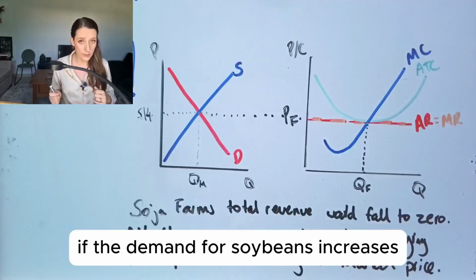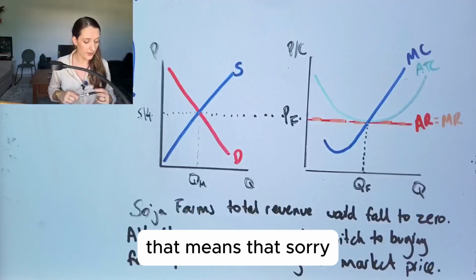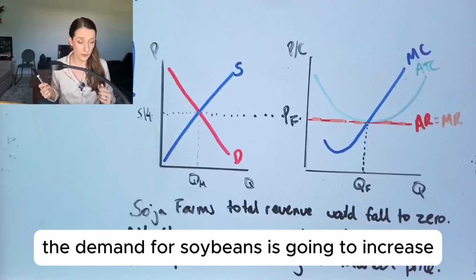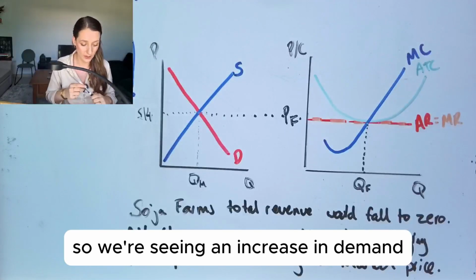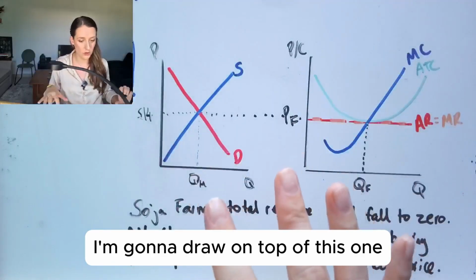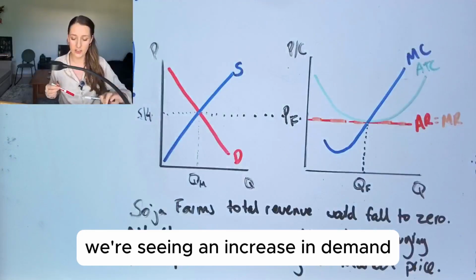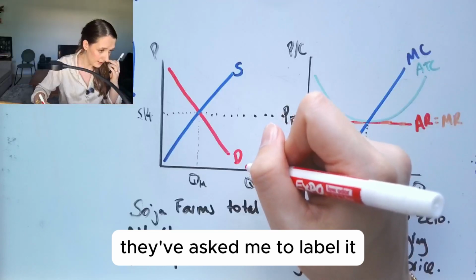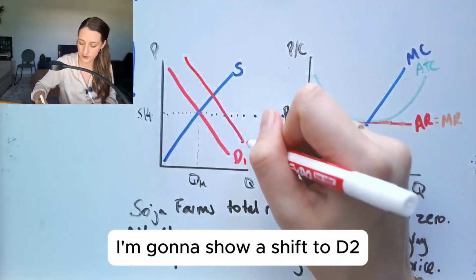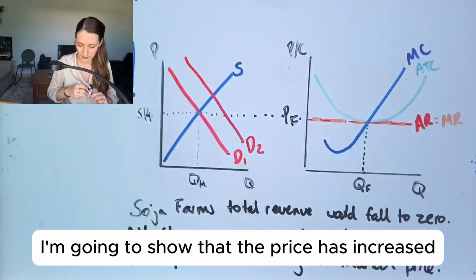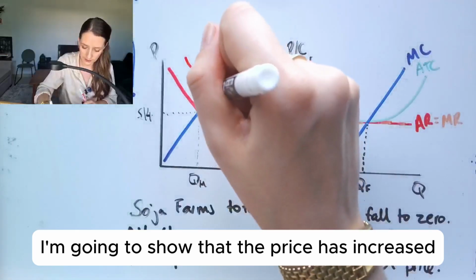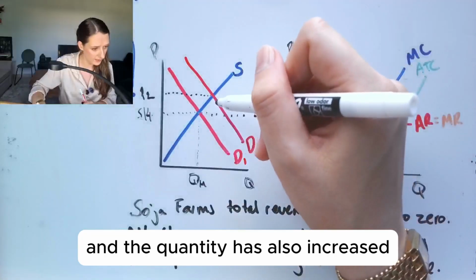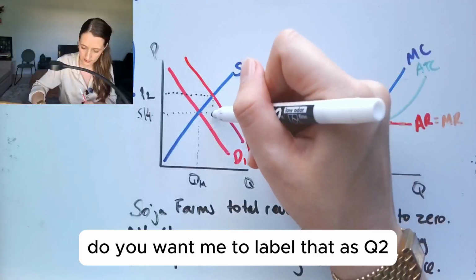If the demand for tofu is increased and we need soybeans to make tofu, the demand for soybeans is going to increase. So we're seeing an increase in demand. Instead of drawing a whole new graph, I'm going to draw on top of this one. We're seeing it shift to the right. So that was my first demand. They've asked me to label it. I'm going to call it D1. I'm going to show a shift to D2. I'm going to show that the price has increased, and they want me to label that as P2. And the quantity has also increased. They want me to label that as Q2.